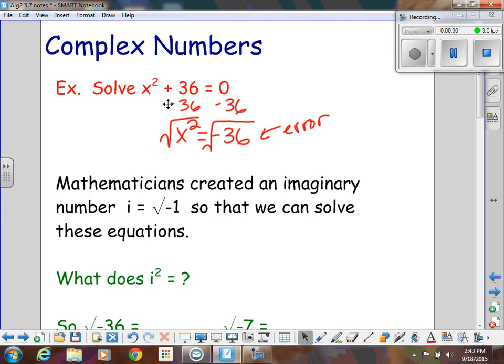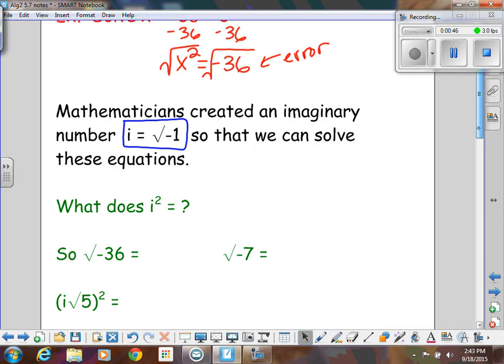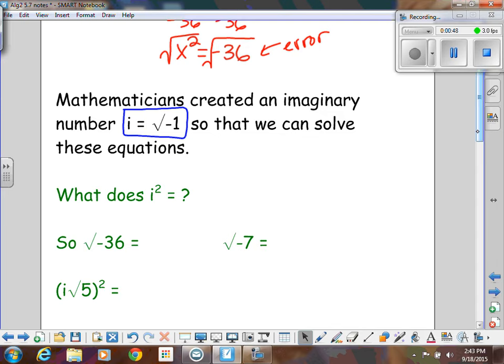Well, mathematicians created an imaginary number called i, and i is equal to the square root of negative 1. All right, and they do that so we're allowed to solve these kinds of equations. So anytime that happens, we're going to substitute i in for the square root of negative 1. The other thing we have to keep in mind is what is i squared equal to?